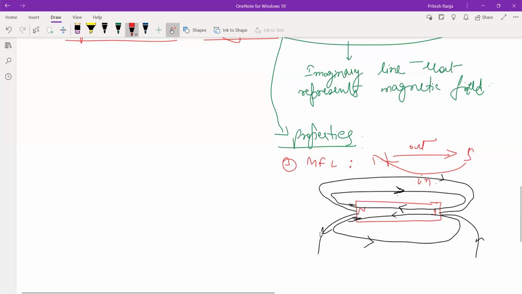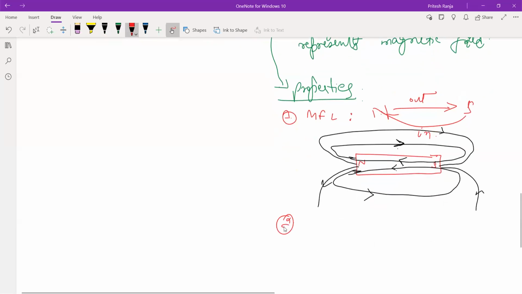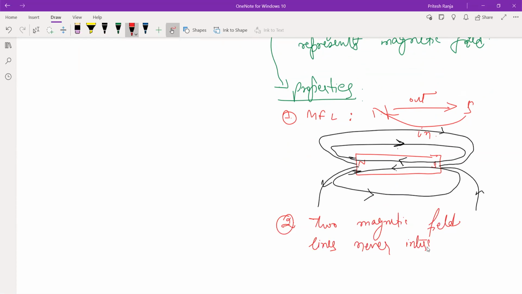So what is the second property? First property is the direction. Second property is that two magnetic field lines never intersect at a point.